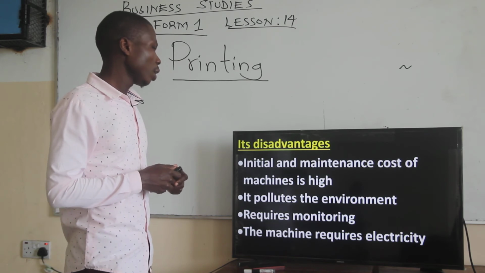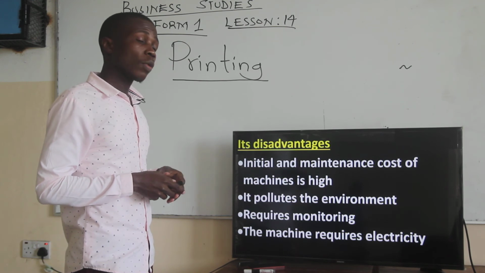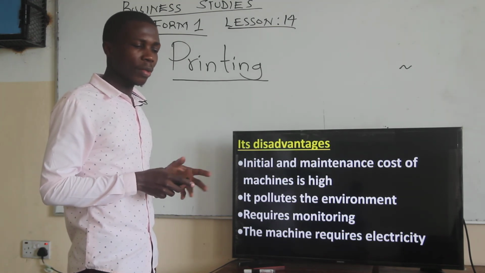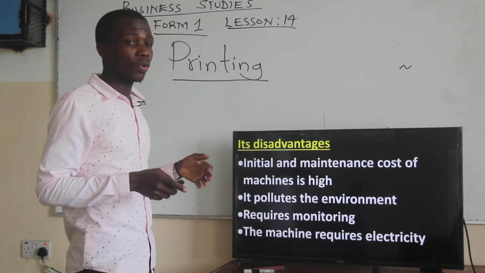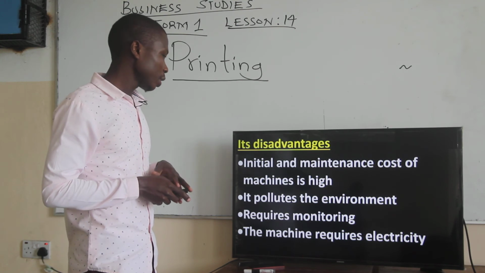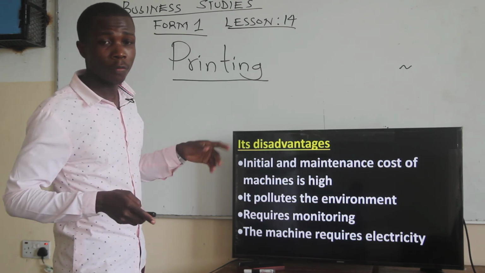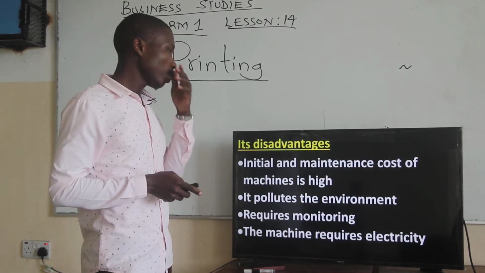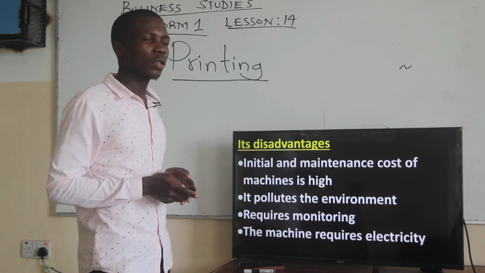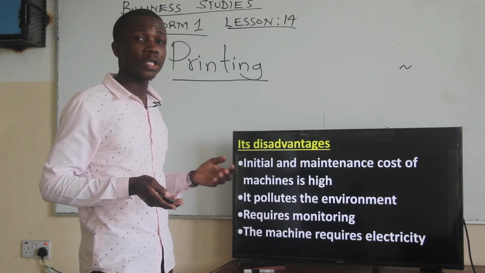Then the next, it requires monitoring. When it is working, it requires you to check on it, because if there is any mismanagement within the operation, then everything will be in a mess. So that is another disadvantage. Then the next, the machine requires electricity for it to operate. It requires a source of electricity, which might not be available in some places. That is the disadvantage of using it.